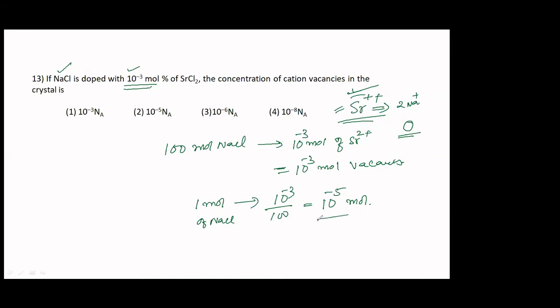So therefore, if you have to convert this into a number, multiply it by Avogadro number. So the number of vacancies is equal to 10 to the power minus 5 into Na, correct? Any doubt? This is a generally asked question. Fine? Okay.